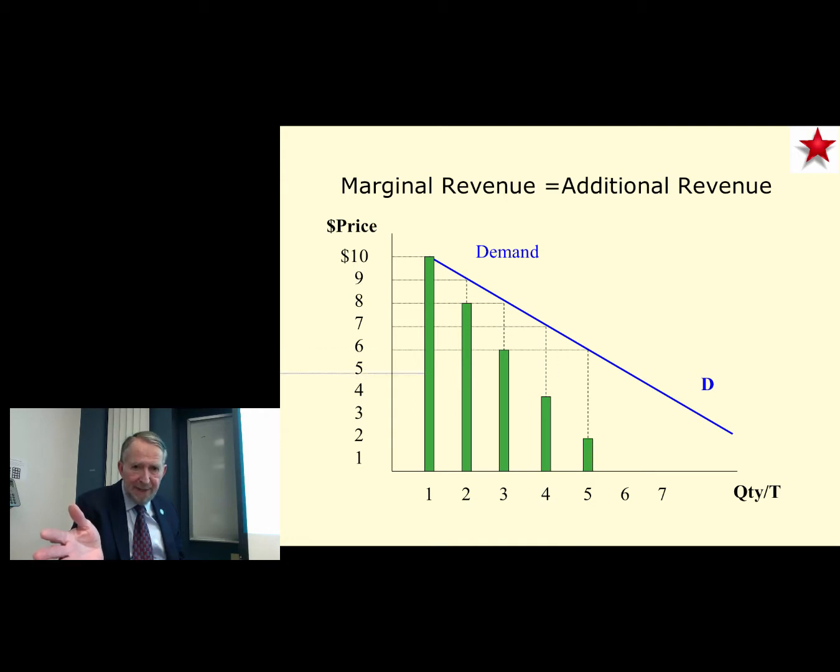And then, if you lower price from $6 to 5, at $6 I sold 5. That was $30. I lower my price to 5. I sell 6. That's also $30. So for that unit, marginal revenue is 0. It doesn't go up. And in fact, if I get below that price, then marginal revenue is actually negative. If I get below the point where you've hit unitary elasticity, then marginal revenue is actually negative.